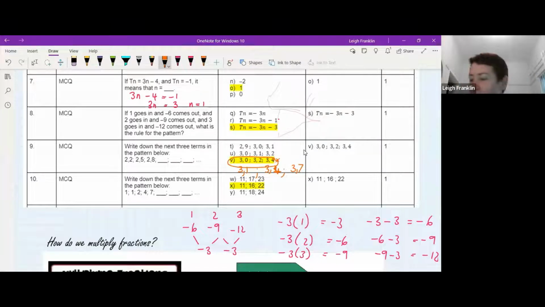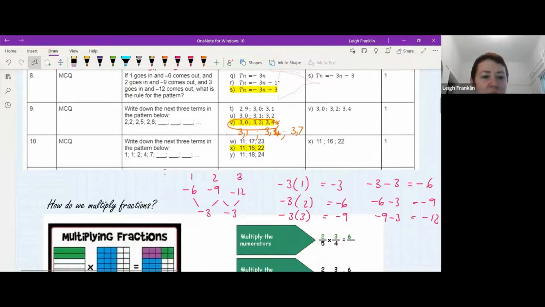Okay, the next one I know is definitely fine. Write down the next 3 terms in the pattern. This was, again, a little bit more difficult. What I wanted you to realize is that when you go from one term to the next, you add 0. Then you add 1. Then you add 2. Then you add 3. So you're supposed to add 4, and then 5, and then 6. And that's why you would have ended up with 11, 16, and 22.